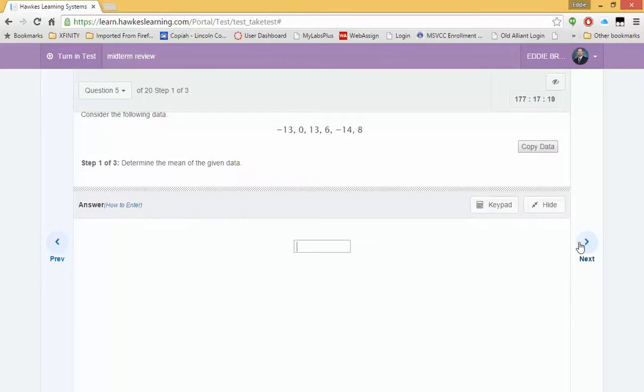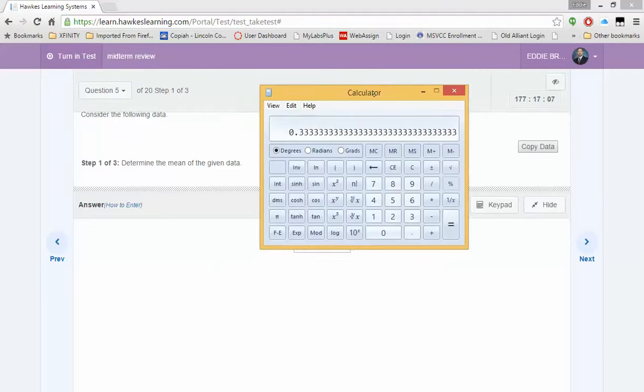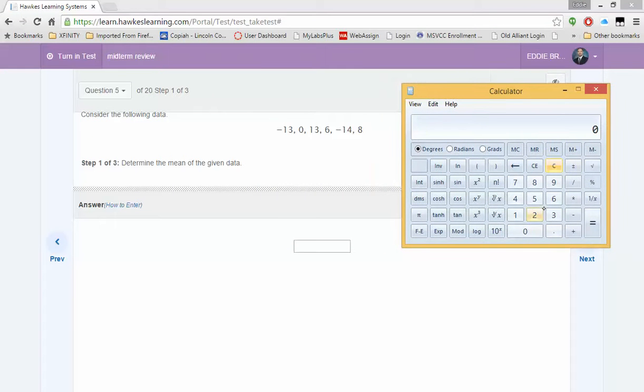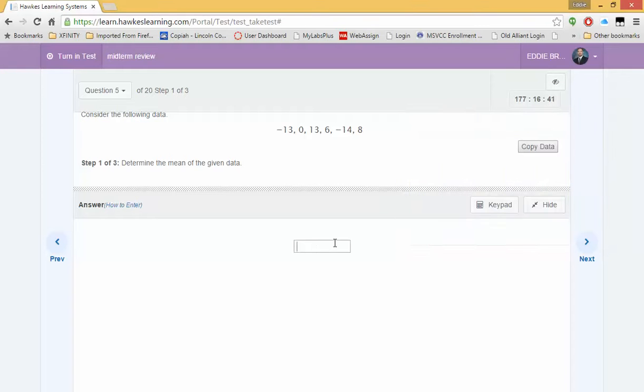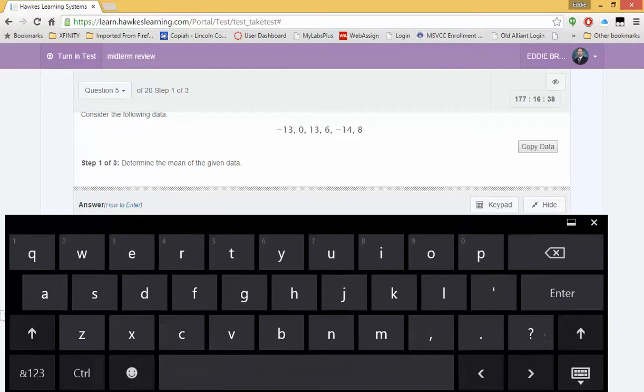Alright, consider the following data. Here's our data here. We have 1, 2, 3, 4, 5, 6 data items. Determine the mean of the given data. So the mean, if we add all of these together, so -13 plus 0 plus 13 plus 6 plus -14 plus 8, we get 0. Okay? So 0 divided by 6 is 0. So the mean is 0.